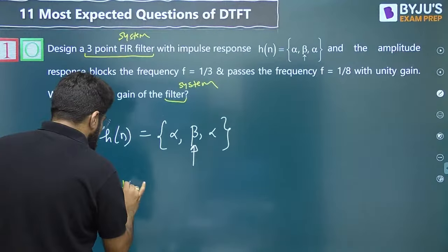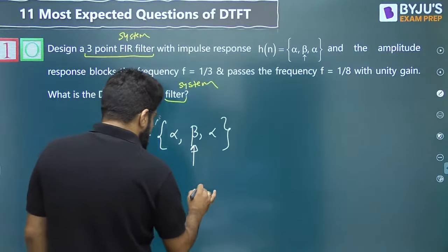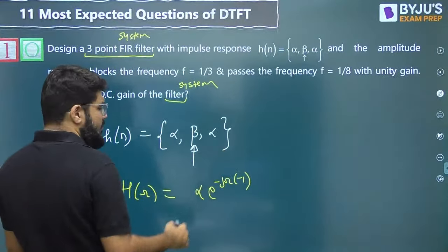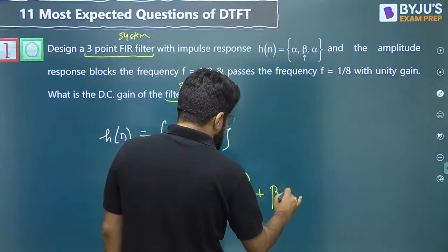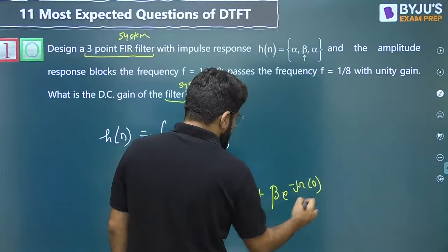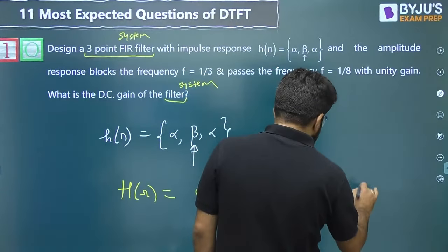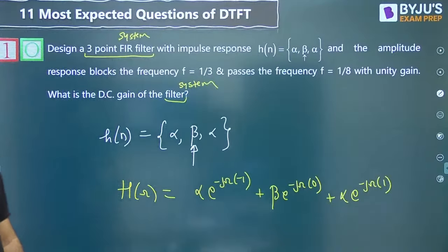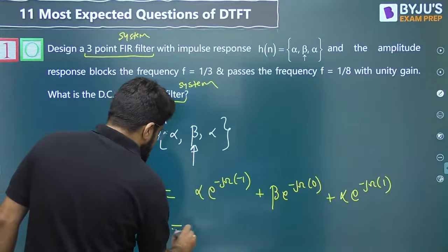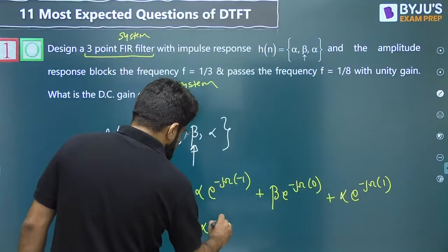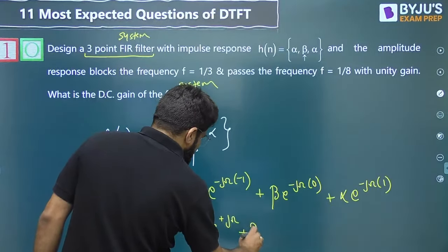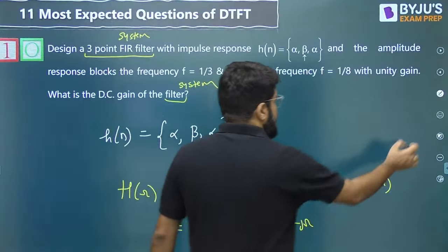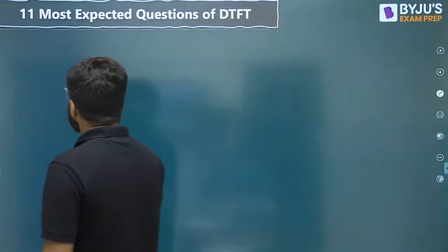So what is H of omega, the DTFT? It is the summation of h[n] e power minus j omega n. So alpha e power j omega for n equal to minus 1, plus beta for n equal to 0, plus alpha e power minus j omega for n equal to 1. So this is equal to alpha e power j omega plus beta plus alpha e power minus j omega.